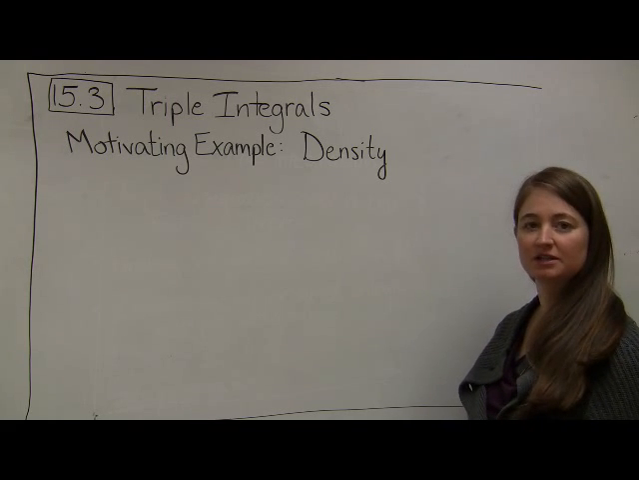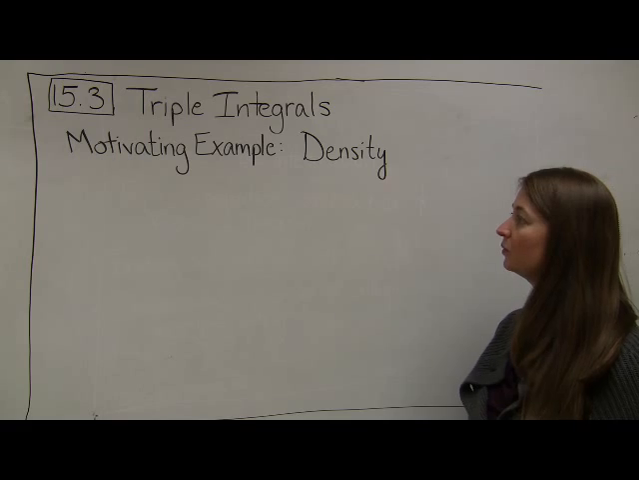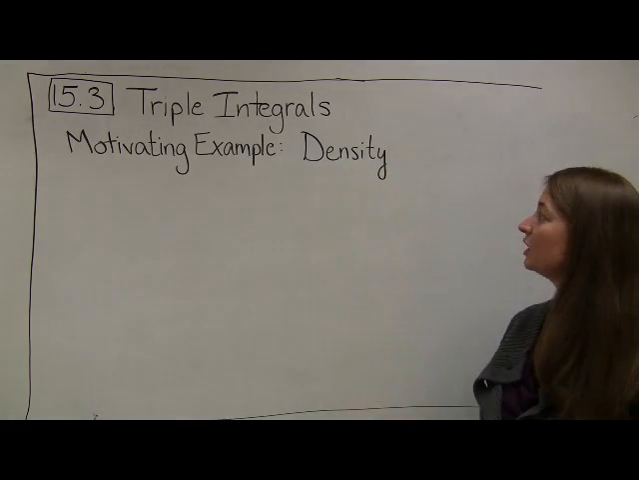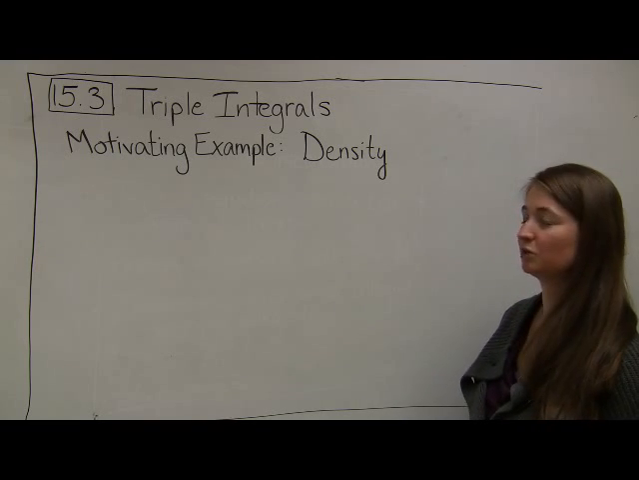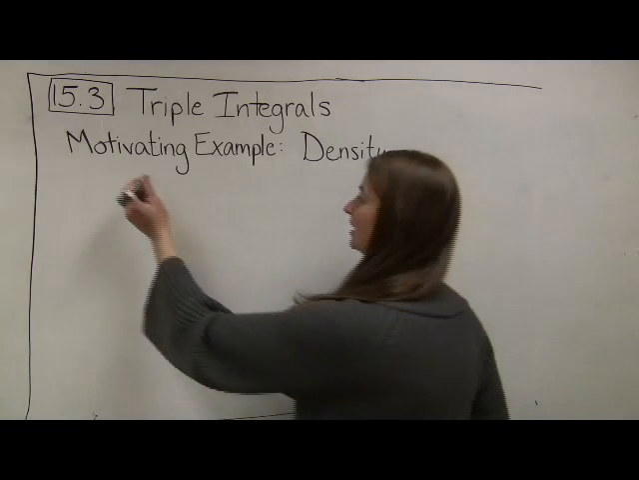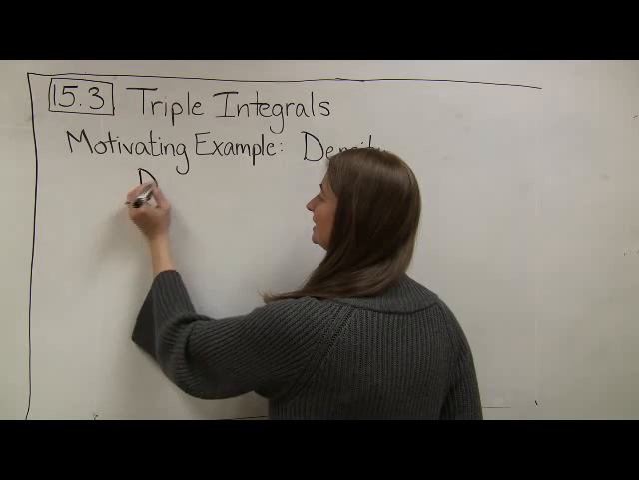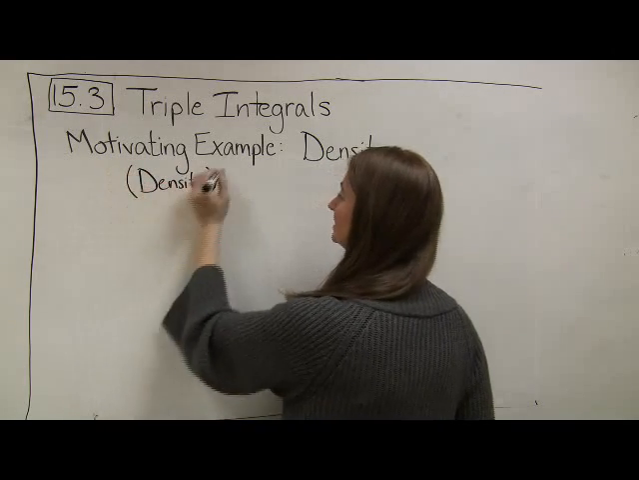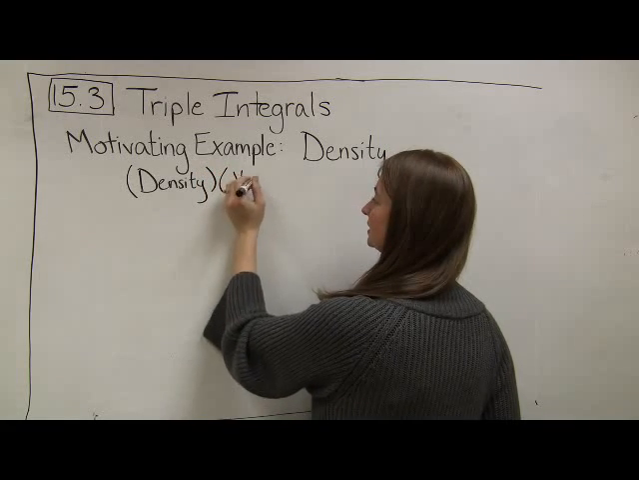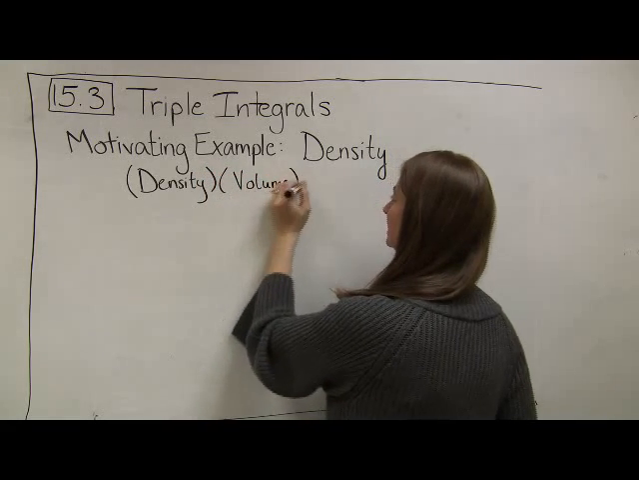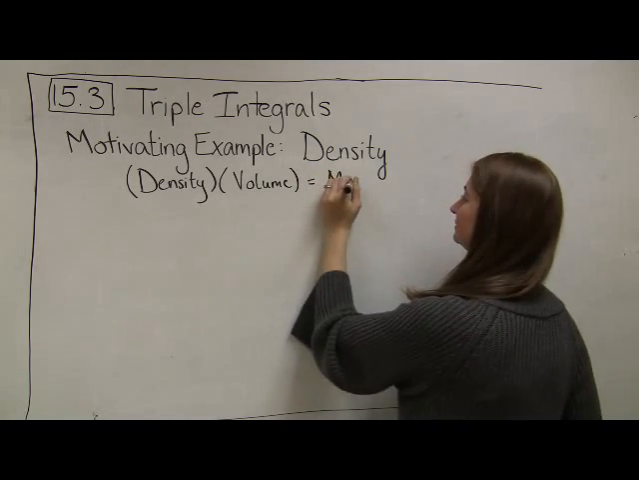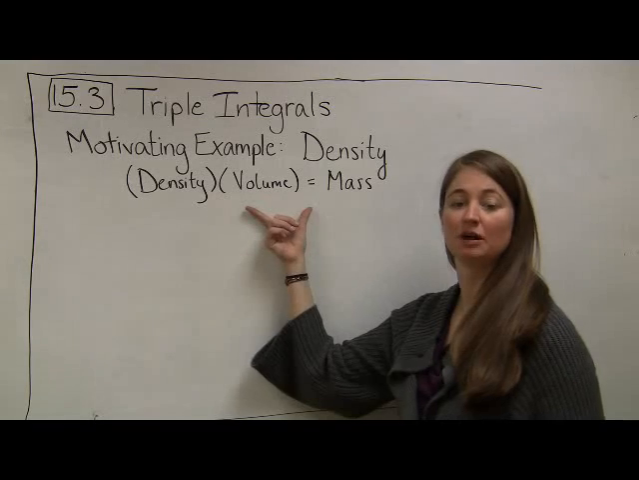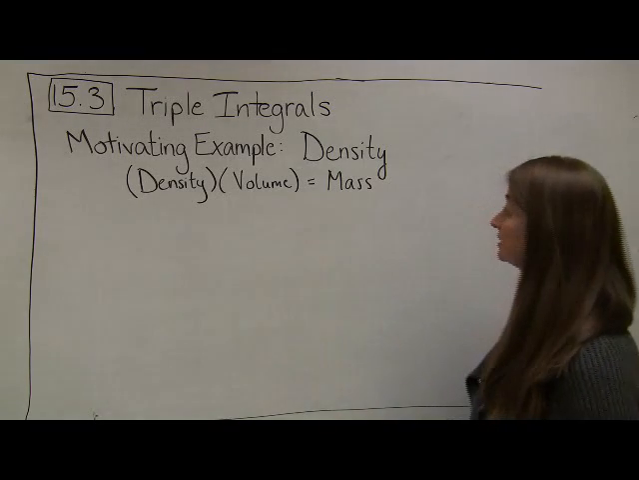So to start our discussion today about triple integration, we're going to look at a motivating example that uses density. If you recall from your physics classes, or maybe you don't recall, that's okay, density is a measure of how much stuff is in something, essentially, and the density of an object times the volume of the object yields the mass of the object. This is important because this is a measure of a three-dimensional object, and we're going to be talking about three-dimensional objects today.